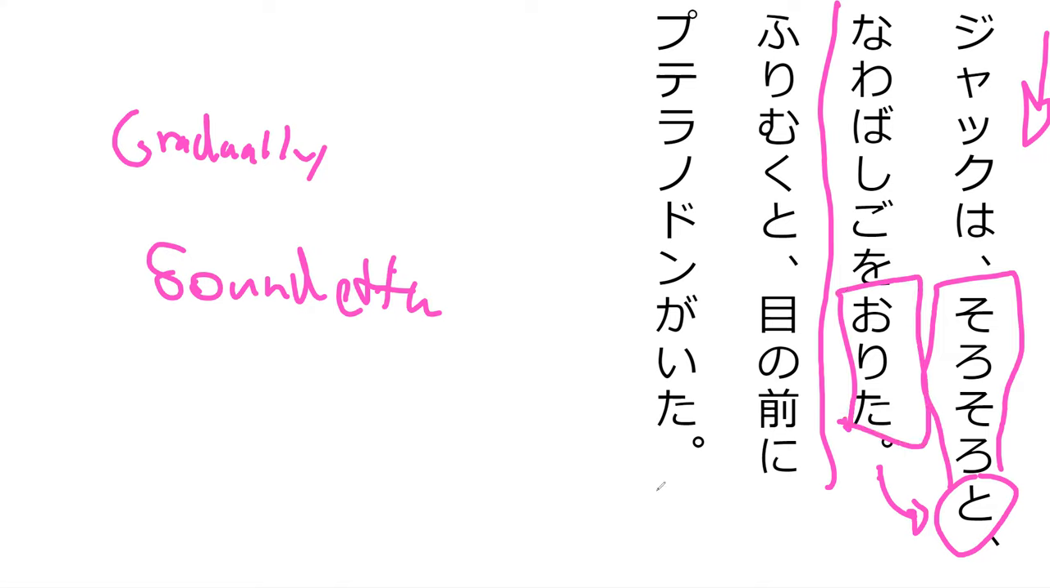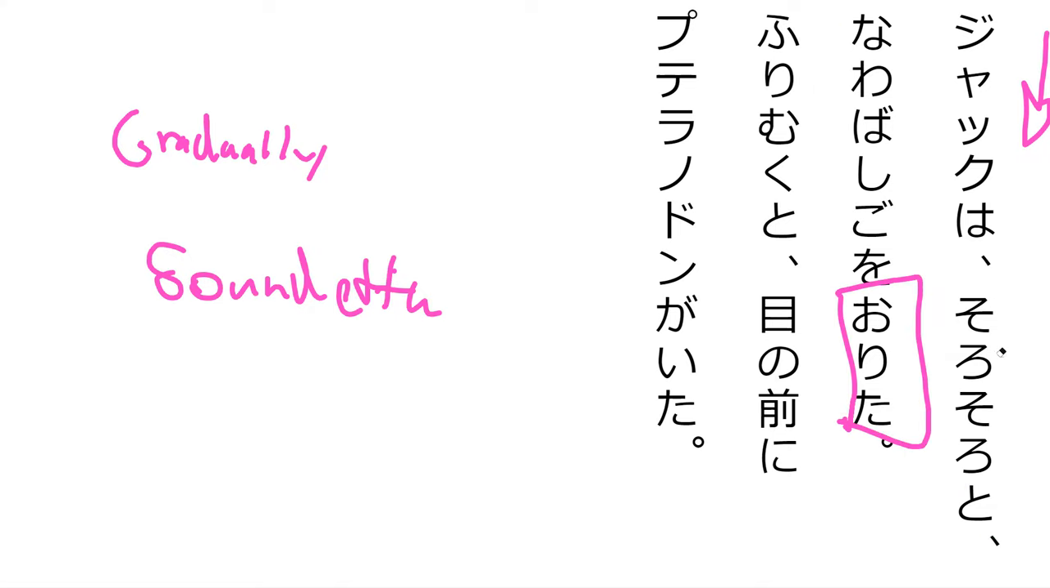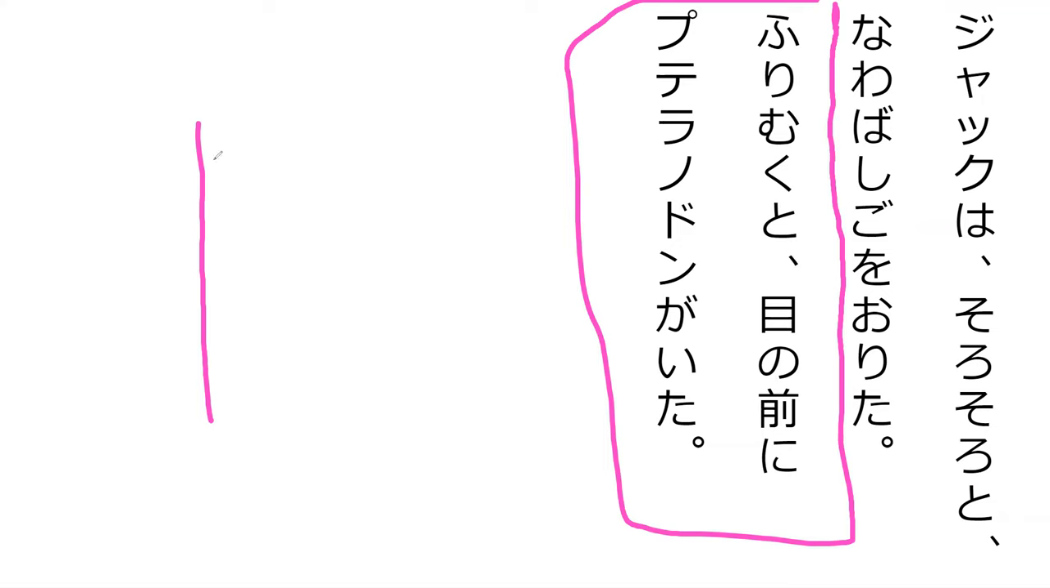Do you know what oriru means? To descend. Yeah. What is he descending on? Nawabashigo oriru. The rope ladder. Exactly. And who's descending? Jack. Perfect. So Jack gradually descends down the rope ladder. And the next sentence? Furimuku to me no mae ni putteredon ga.